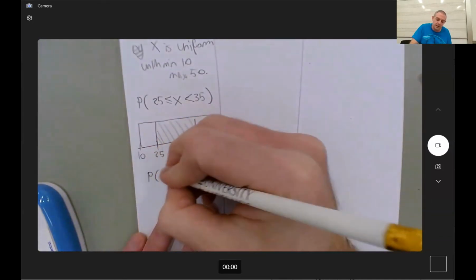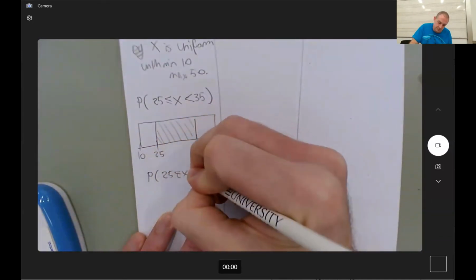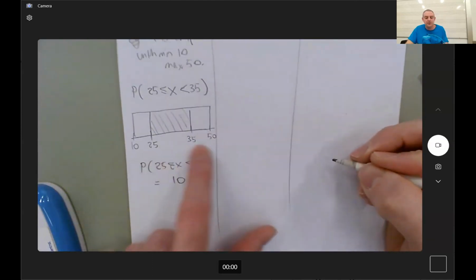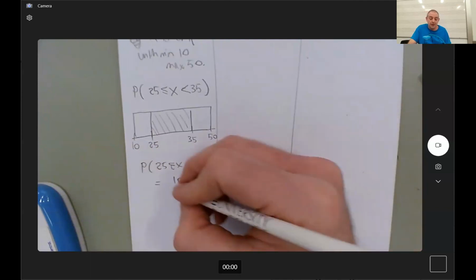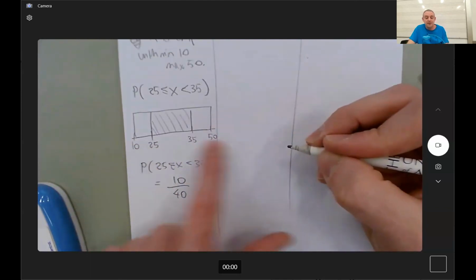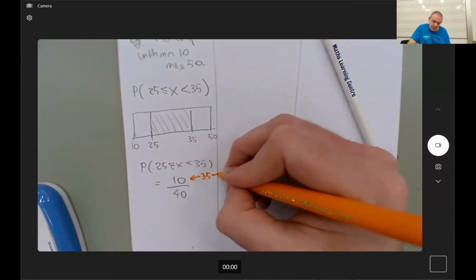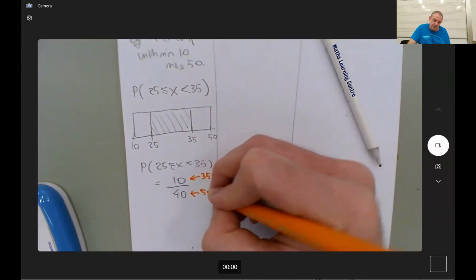So the probability equals 10, that's the width between the 25 and the 35, out of 40, that's the width between the 10 and the 50. So just so you know, this is 35 minus 25, and this is 50 minus 10.